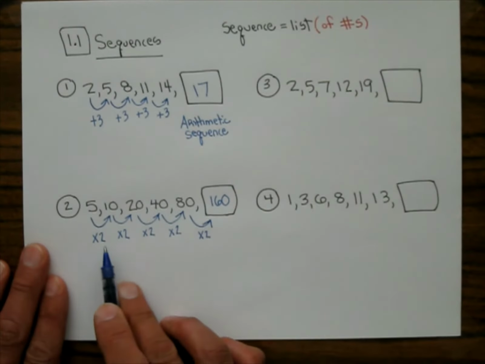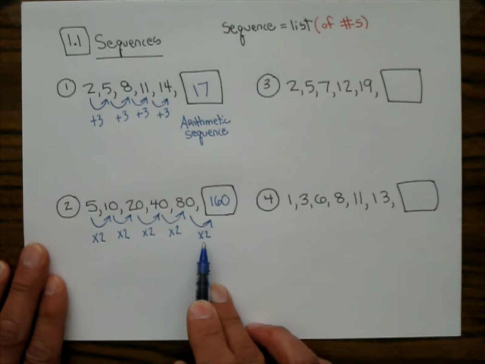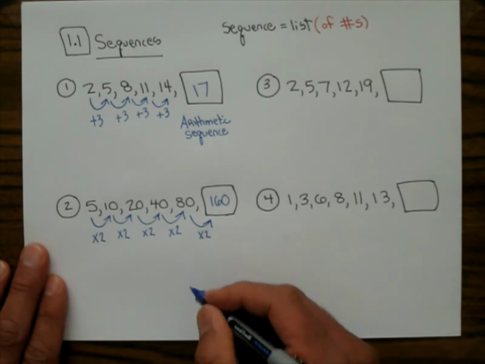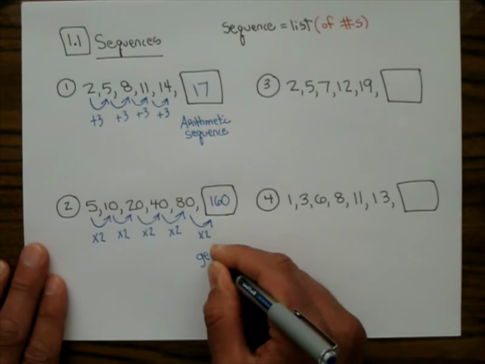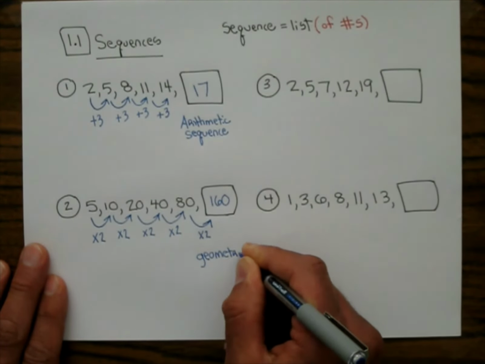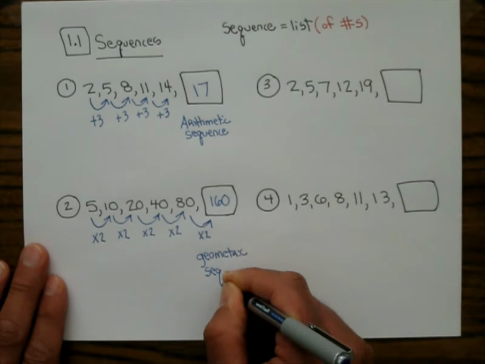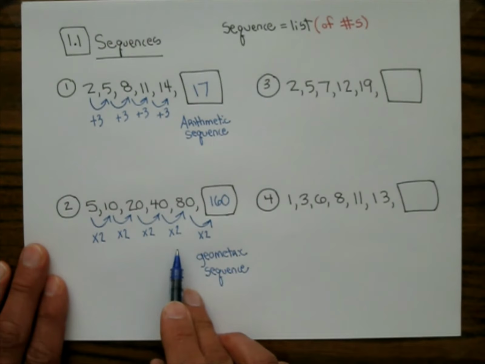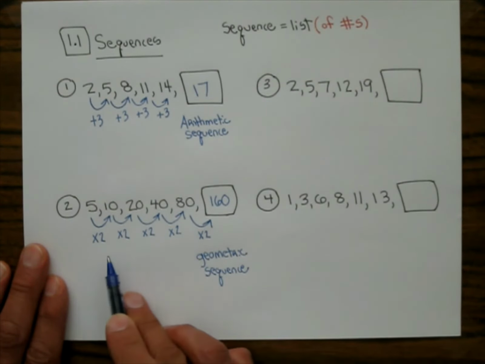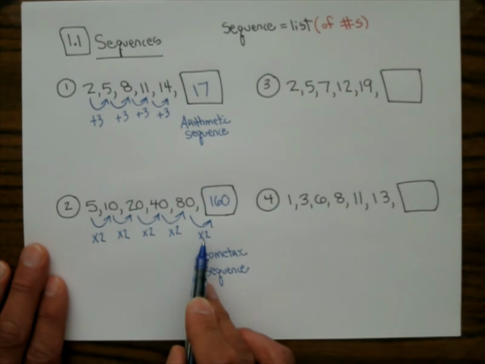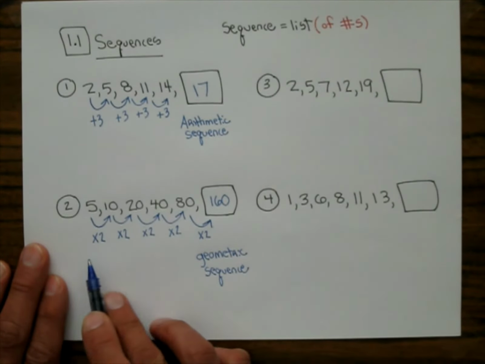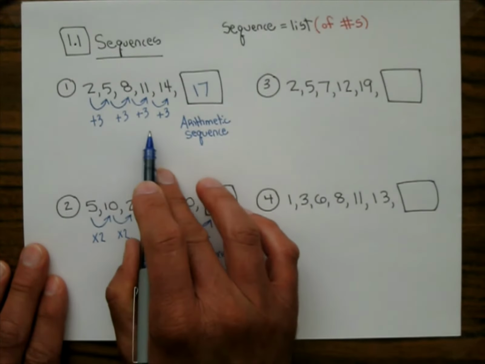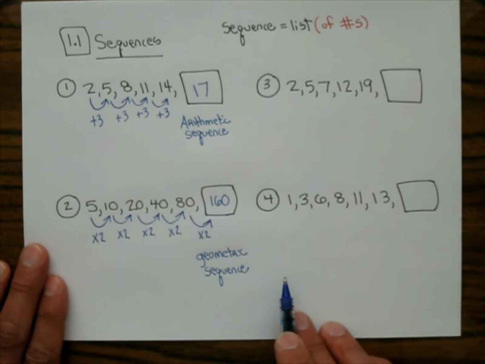When you multiply by the same number each time to get the next term, this is called a geometric sequence. A geometric sequence is multiplying by the same number or dividing by the same number. If I divided everything by 3, you're really multiplying by 1/3. So multiplying or dividing by the same number is geometric. Adding or subtracting the same number is arithmetic.